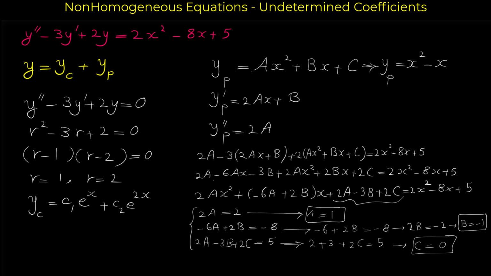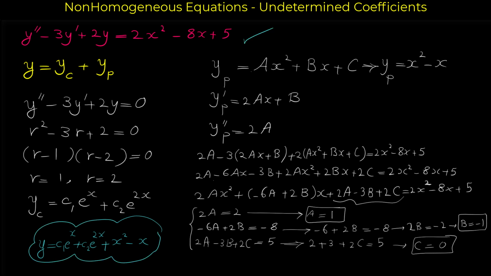So the general solution of this differential equation is y equals c sub 1 e to the x plus c sub 2 e to the 2x, this part is the complementary solution, plus the particular solution, x squared minus x. And this is the general solution of this non-homogeneous second order linear differential equation.